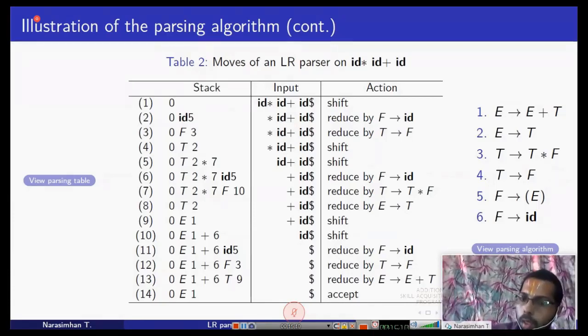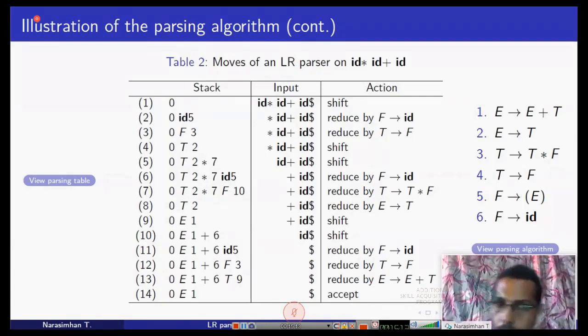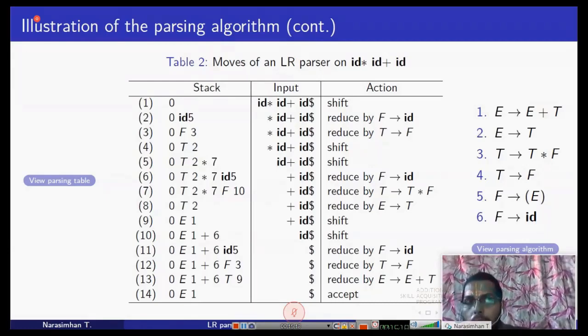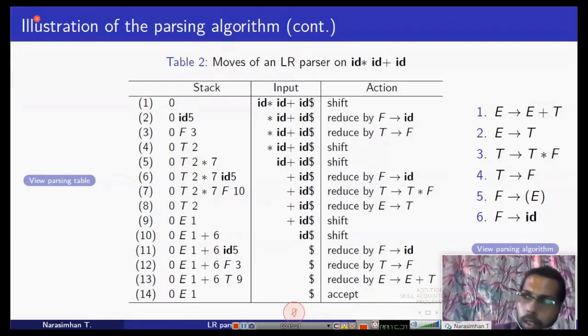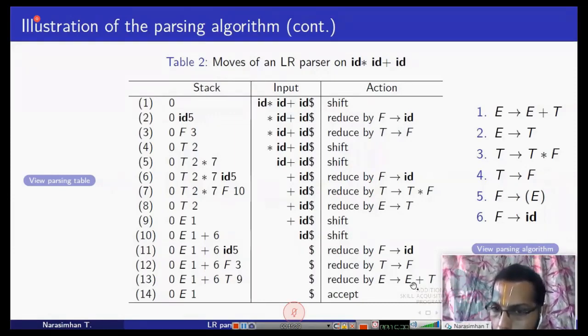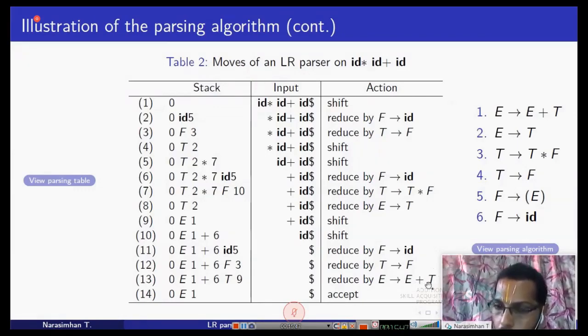So what you can probably do is, instead of always looking at the stack whether the handles have come at the top or not, you can look at the right hand side of the productions. So this is the production E gives E plus T. You just watch out for the positions in the right hand side. If you consider this production E gives E plus T, how many positions do you have? One position to the left of E, one position between E and plus, one position between plus and T, one position to the right of T. So you have this many positions in the right hand side of this particular production.